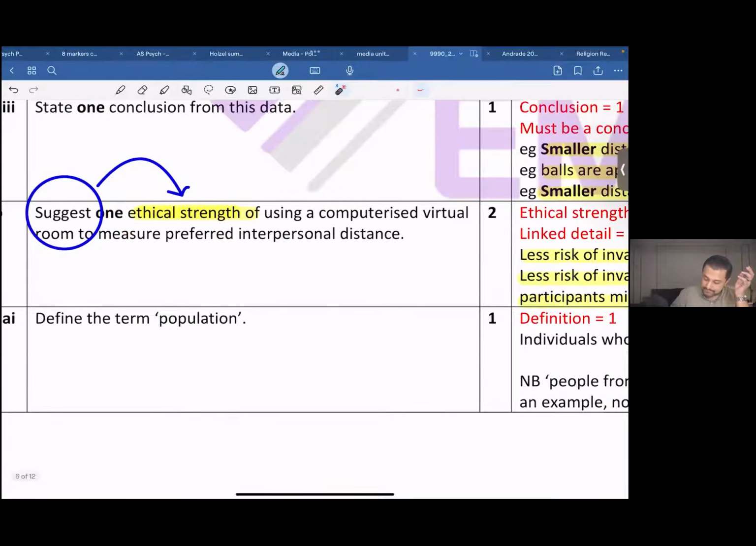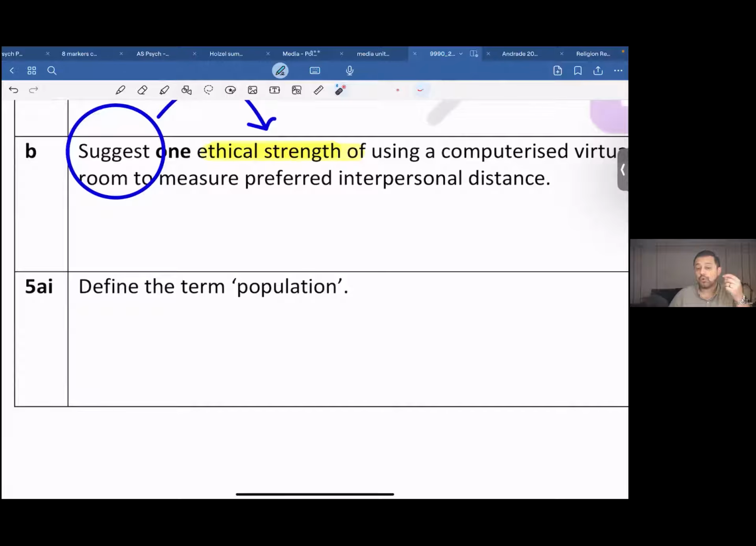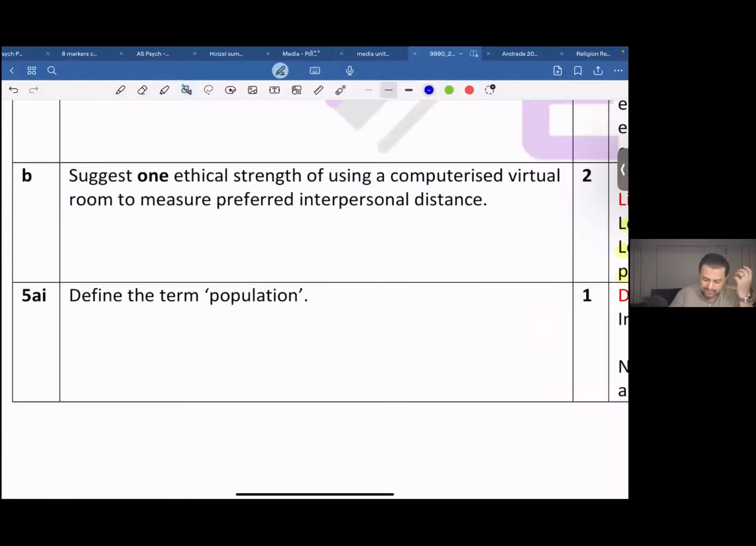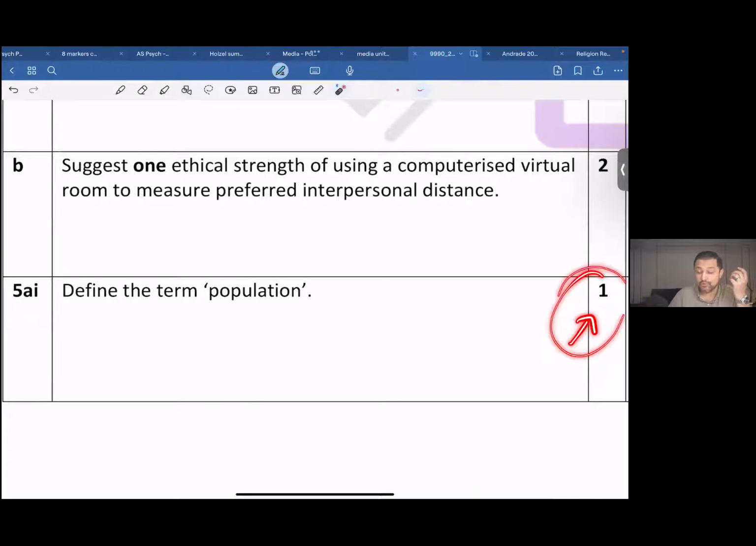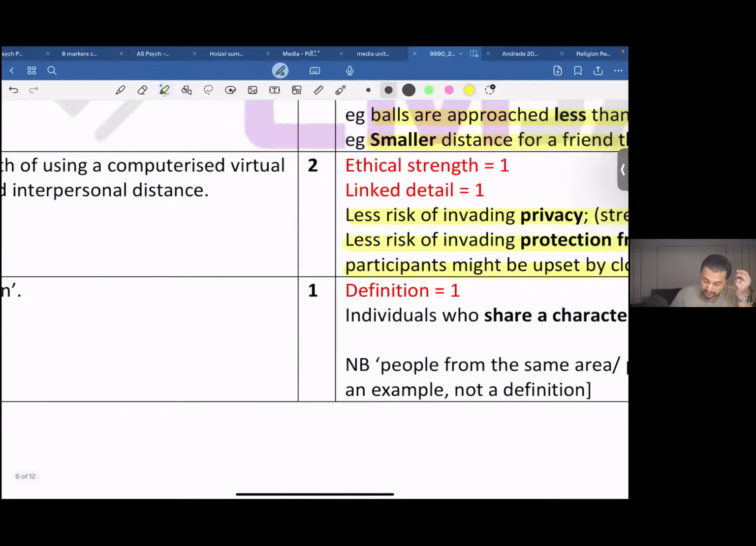Moving on, the fifth question over here, define the term population. What does the word population mean? Define the term population, right? They're asking you to define the term population, they're not asking you to exemplify. If you want to give an example, sure, you could. I don't think it's advisable though, because it's just a 1 mark question. But if the examiner is asking you to define, you might as well define. Now, you get 1 mark for definition.